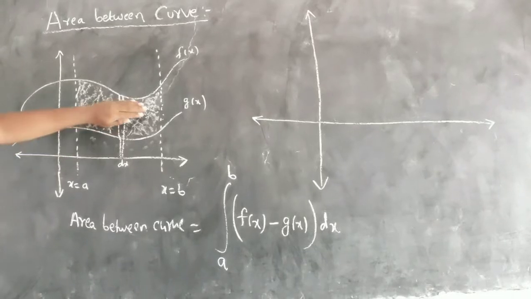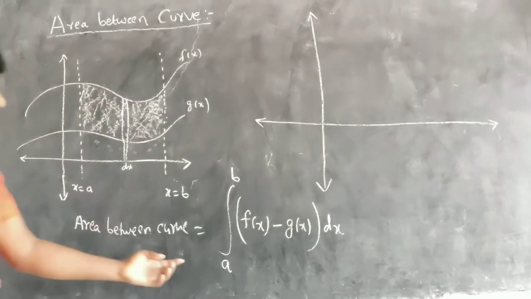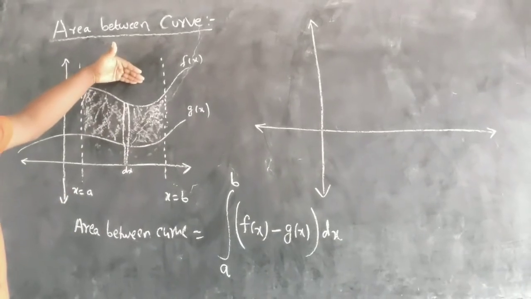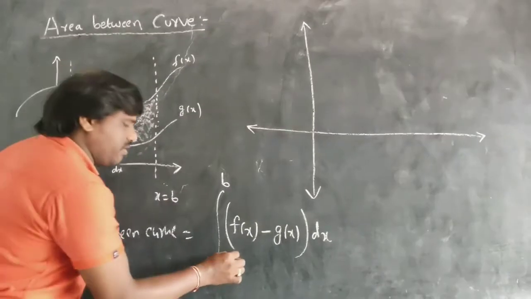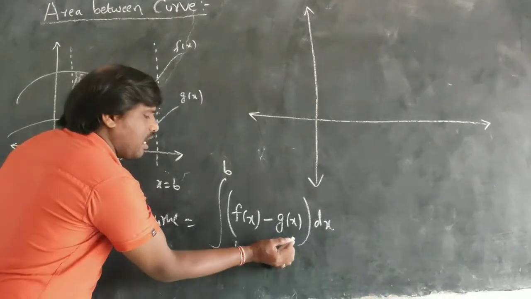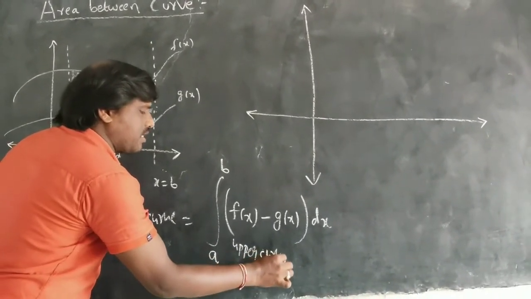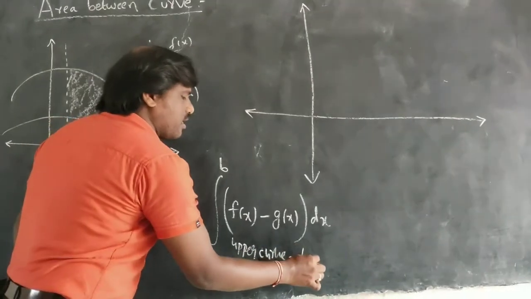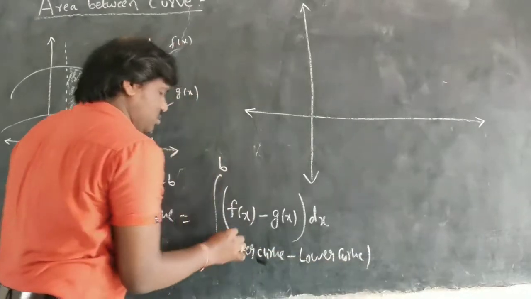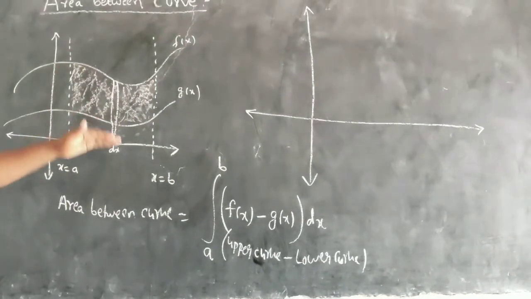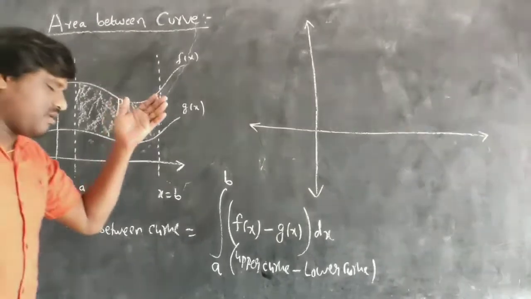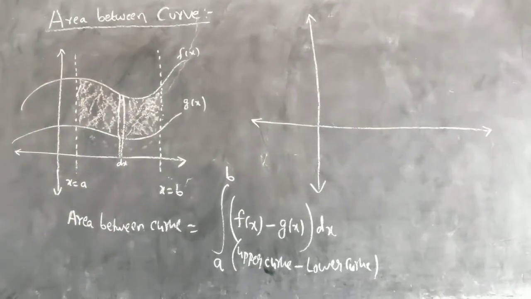Now to find the area between the curves, what we do here is integration from a to b of the upper curve minus the lower curve. So the upper curve minus the lower curve will give you the area between the curves.